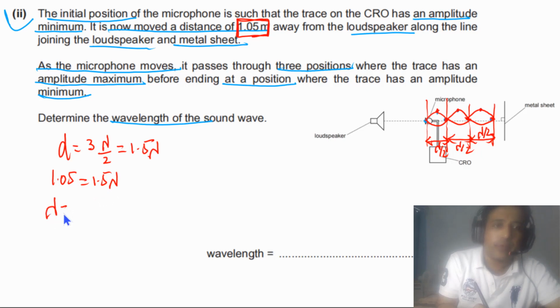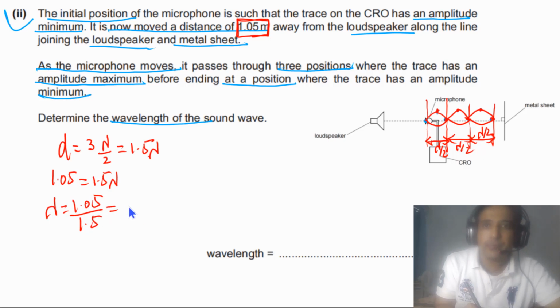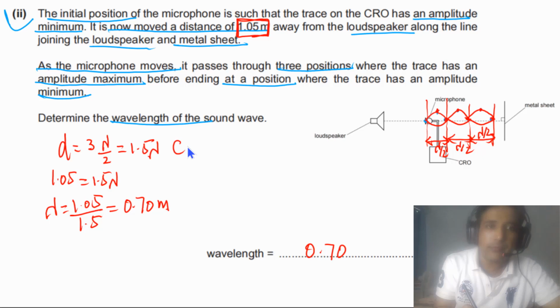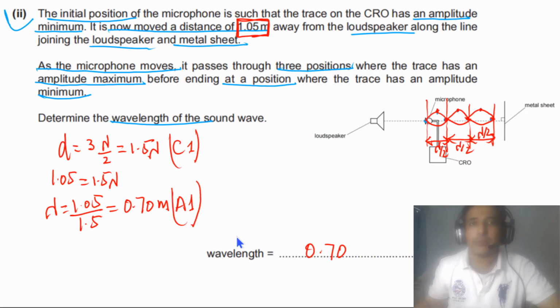So lambda we can find is equal to 1.05 divided by 1.5, and in this case we will get 0.70 meters up to 2 SF. So this is how we can calculate the value of wavelength. And this question has 2 marks. The first mark you will get if you have written this one. So you will get 1 C mark, and the final mark is the answer mark. If you have got the right answer, you will get 2 marks.